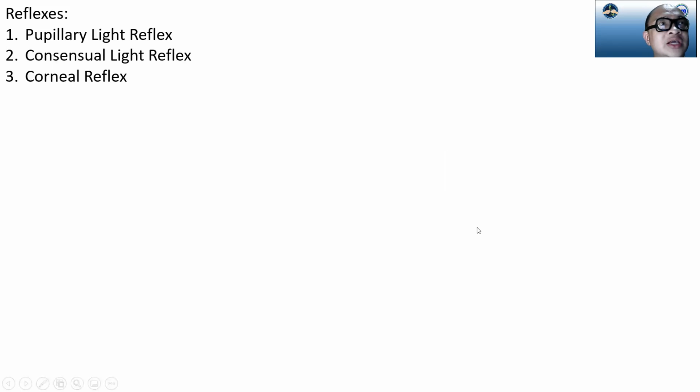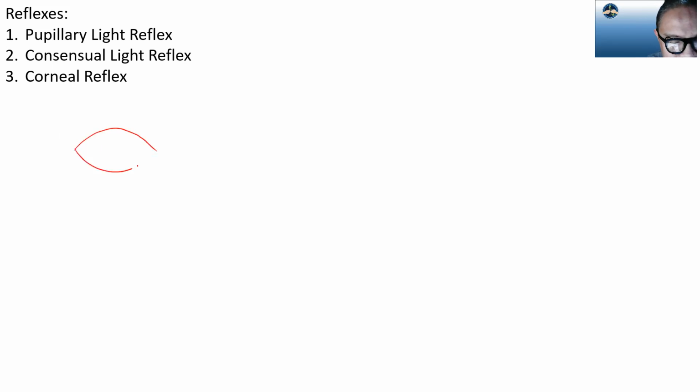And let's see here. Okay, so these are three basic reflexes that we are going to talk about one by one. There are more, but we'll just limit it to that for now. Let's go first to your pupillary light reflex. Okay, so what happens with your pupillary light reflex?